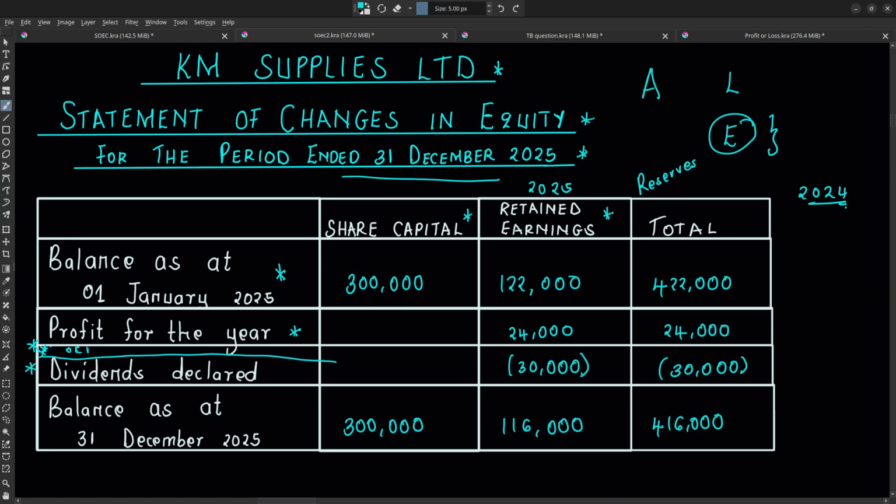But this is the basic structure: the balances, and the components you include in the columns, and then what is causing the changes, you add in the rows. Then you will have the balances at the beginning, and the balances at the end. That's basically the format for the statement of changes in equity.